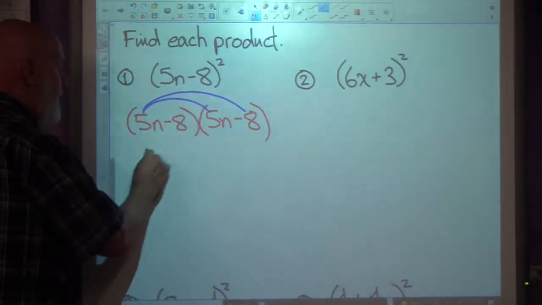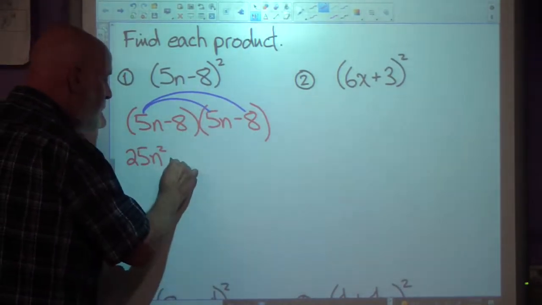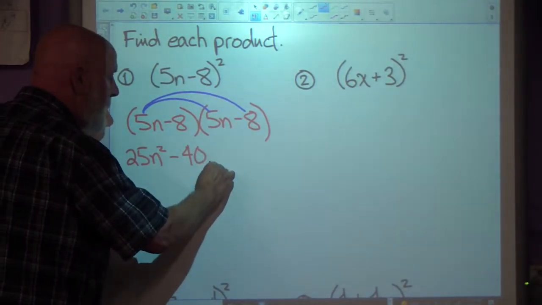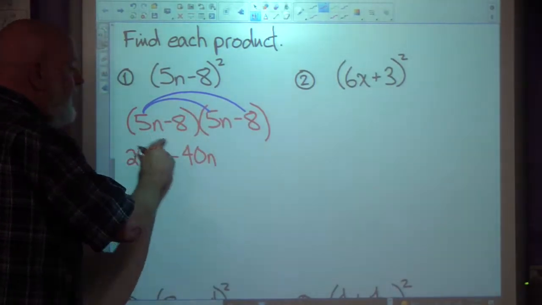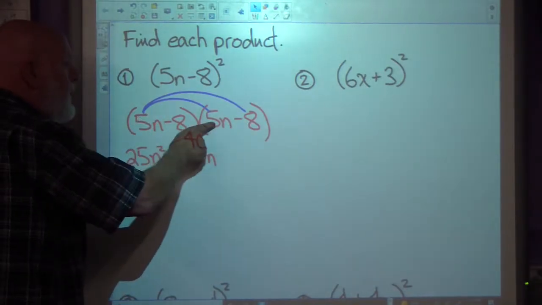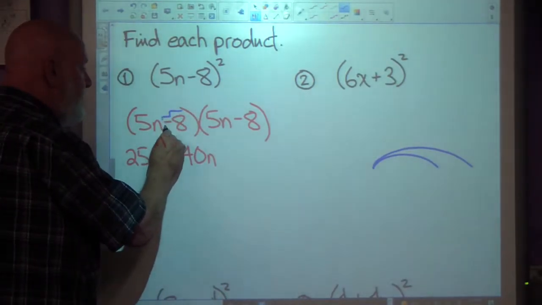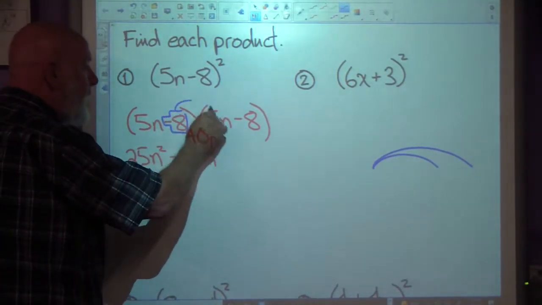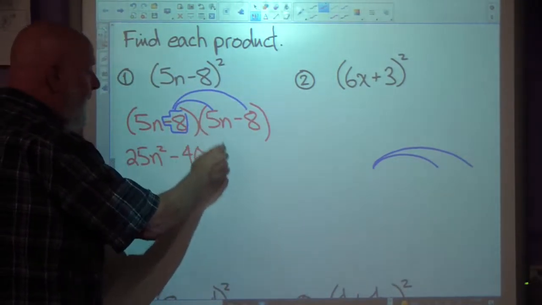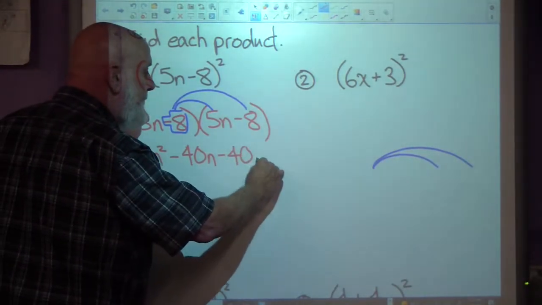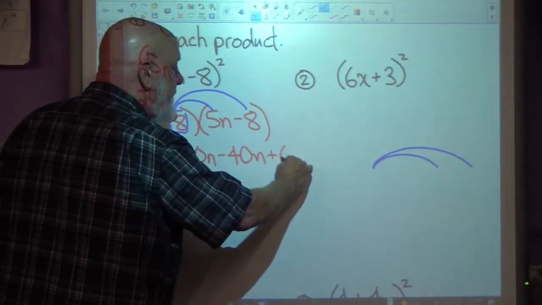That will give me 25n to the second power, 25n squared, minus 40n, 5n times negative 8. Remember that negative goes with that 8 there. Negative 8 times 5n is negative 40n. Okay, so that's this multiplied by these two. Now I'm going to multiply this by these two. I'm foiling. Remember, this minus sign travels with it, so to speak, when you distribute it. So it'll be negative 8 times 5n is minus another 40n, negative 40n. And then negative 8 times negative 8, negative times negative is positive, 64.